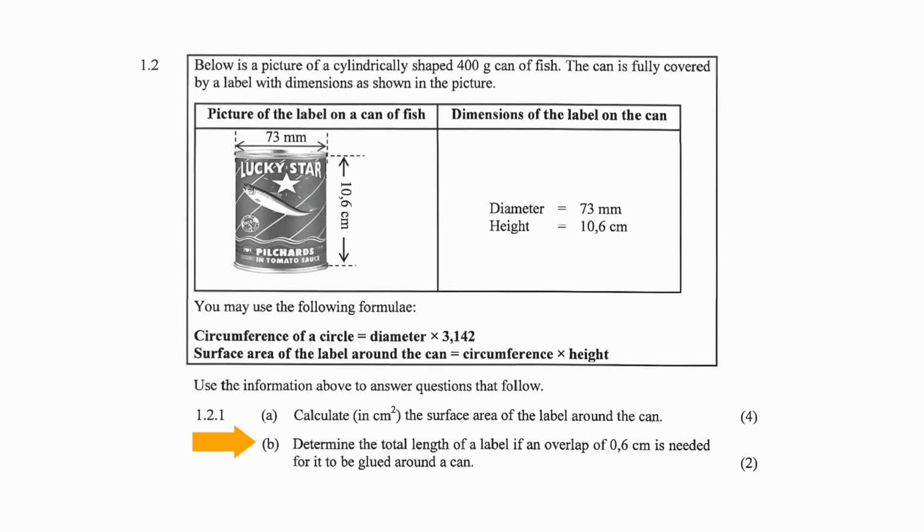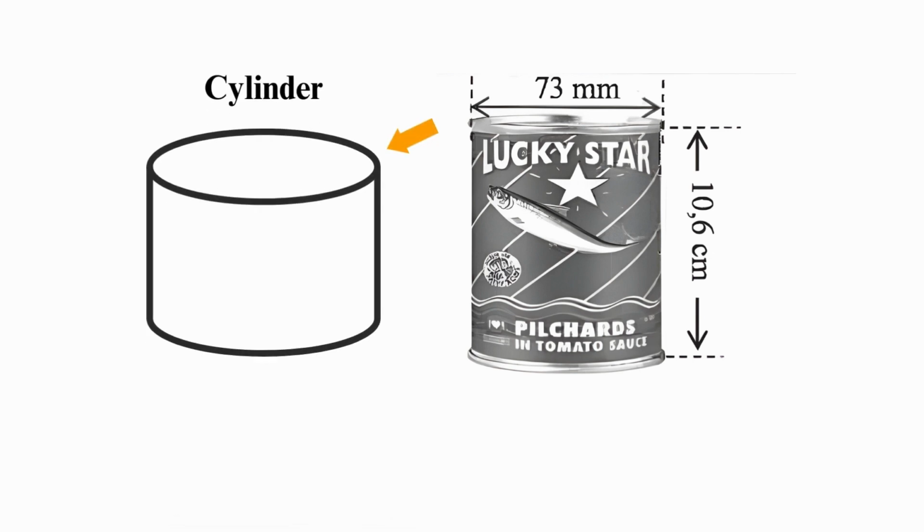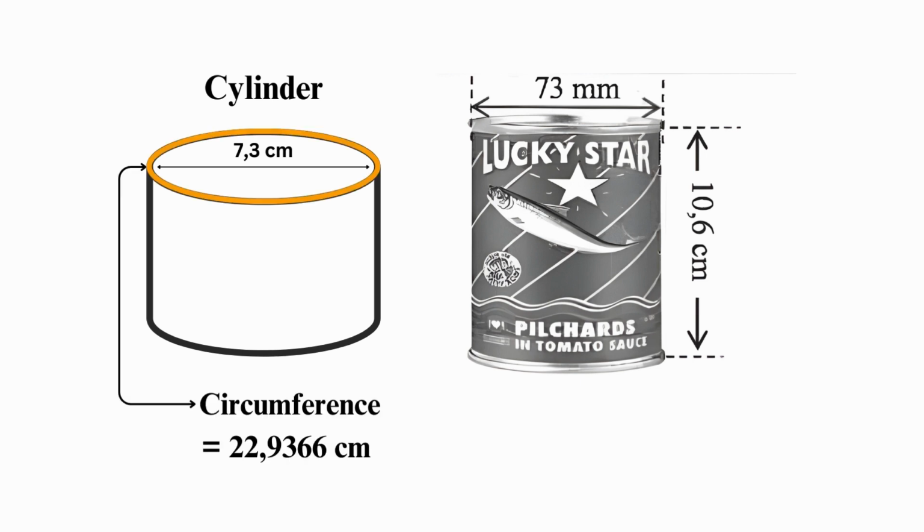In question 121b, you have to determine the total length of a label if an overlap of 0,6 centimeters is needed for it to be glued around the can. Let's take a closer look at the label around the can. When the label is wrapped around the can, it will take a shape of a cylinder. This cylinder will have a diameter of 7,3 centimeters and a circumference of 22,9366 centimeters, as we have calculated in question 121a.